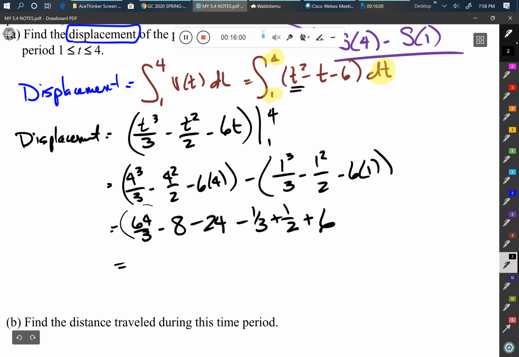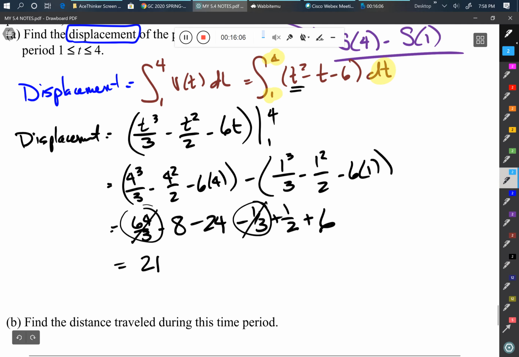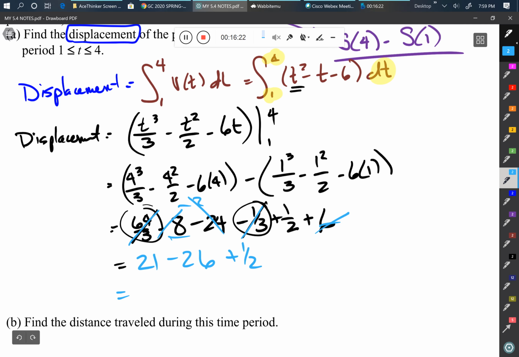Let's see, 64 thirds minus 1 third is 63 thirds, which is 21. Actually, I should probably change colors. There we go. So that's gone. Okay. A negative 8 and a positive 6 is a negative 2. Negative 2 and negative 24 is a negative 26 and a positive 1 half. And 21 and negative 26 is negative 5 plus 1 half, negative 4 and a half.